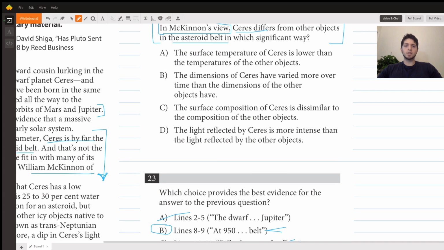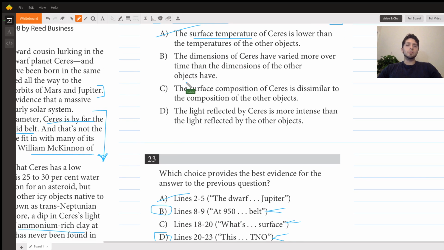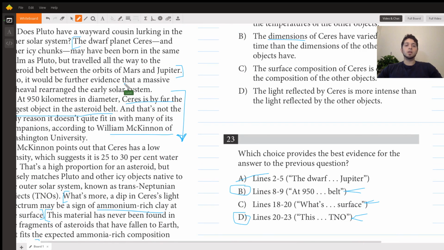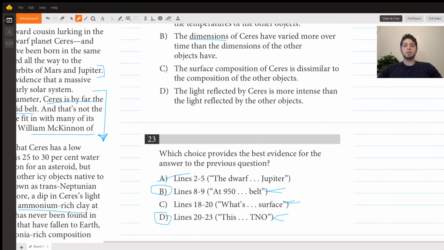So A says the surface temperature of Ceres is lower than the temperature of other objects. Here we have surface temperature, which is not mentioned at all either in the passage, and especially not in any of the text. So for that alone, we can get rid of A. Then we have B, which says the dimensions of Ceres have varied more over time than the dimensions of the other objects have, right? So this might seem plausible at first. Some students choose this because we're talking about the dimensions of Ceres, which maybe is talking about the size of it, right? The fact that it's the largest object in the asteroid belt.